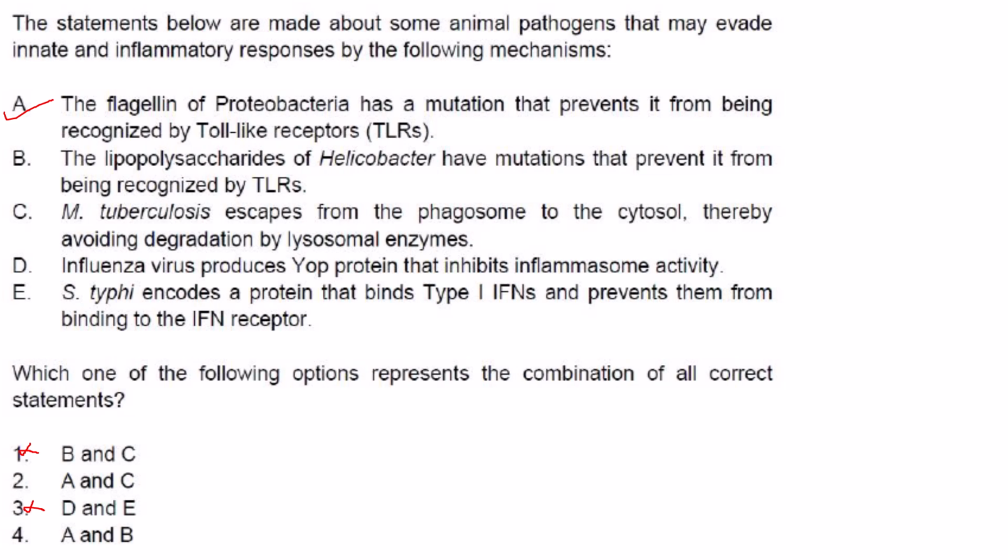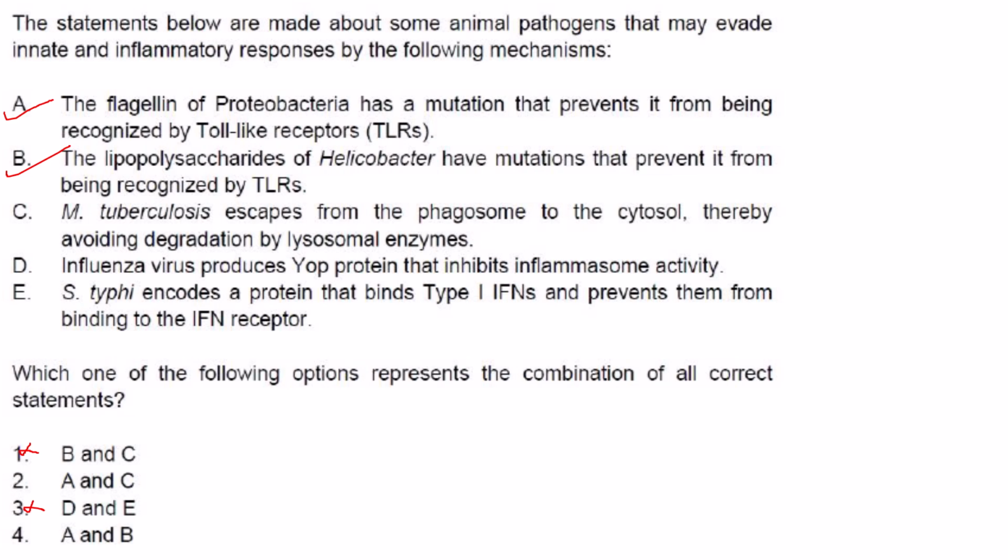The lipopolysaccharides of Helicobacter have mutation that prevent it from being recognized by the TLR. Lipopolysaccharides are recognized by TLR4. So if lipopolysaccharides are mutated as in case of Helicobacter, naturally it will not be recognized by TLR4, and it can evade the innate and inflammatory response. So that makes B also correct, and your answer is going to be option 4, A and B. We will see others also, I will tell.